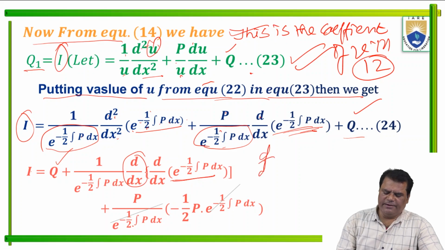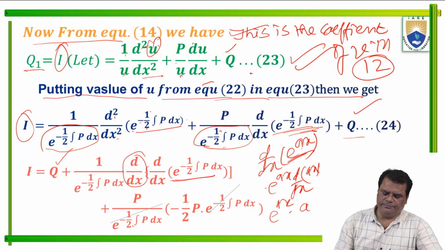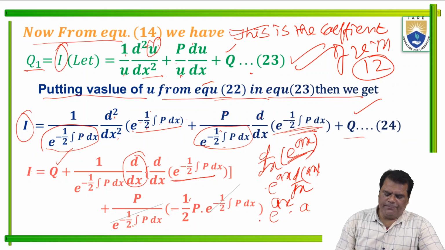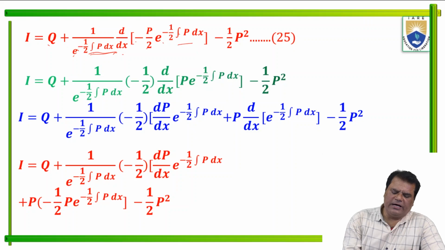The differential d over dx of e to the power ax is e to the power ax times d over dx of ax, so e to the power ax into a. This is the formula. Applying the same here, we get minus half p times e to the power minus half integral p dx. Now q plus 1 upon e to the power minus half integral p dx, d over dx of minus p by 2 times e to the power minus half integral p dx.